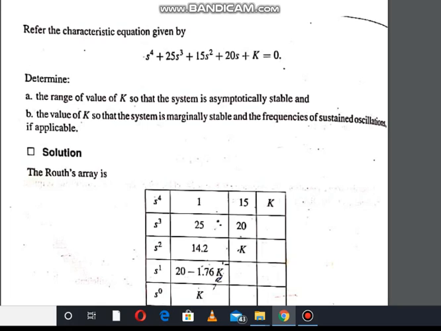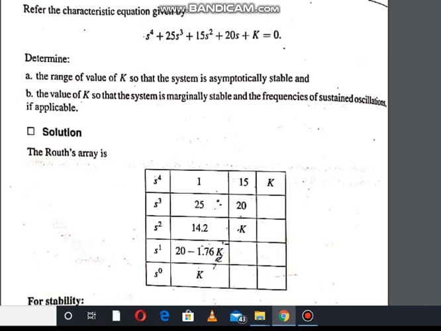Determine (a) the range of values of k so that the system is asymptotically stable, and (b) the value of k so that the system is marginally stable, and the frequencies of sustained oscillations if applicable. So we have to find out the value of k here, and for that value of k the system will be marginally stable, and we have to find the frequency of sustained oscillation, the omega value. So now, by using the characteristic equation, we can write the Routh array.